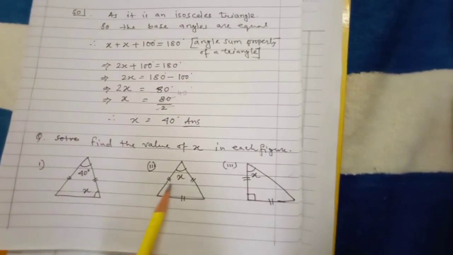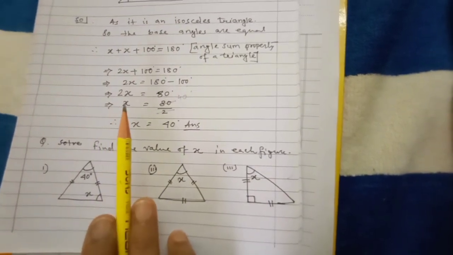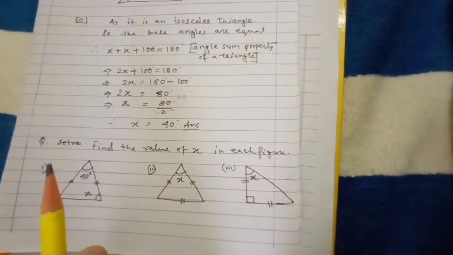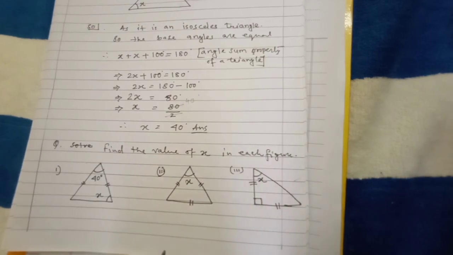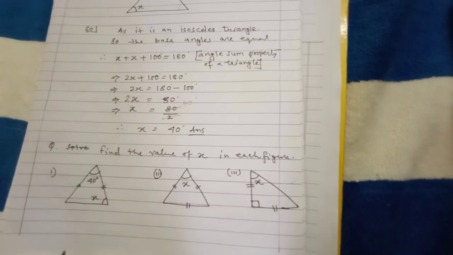Now you will do these three sums. First you will understand whatever we have discussed before, and after that, using that idea, you have to solve these sums with the property. Understood? Thank you, students.